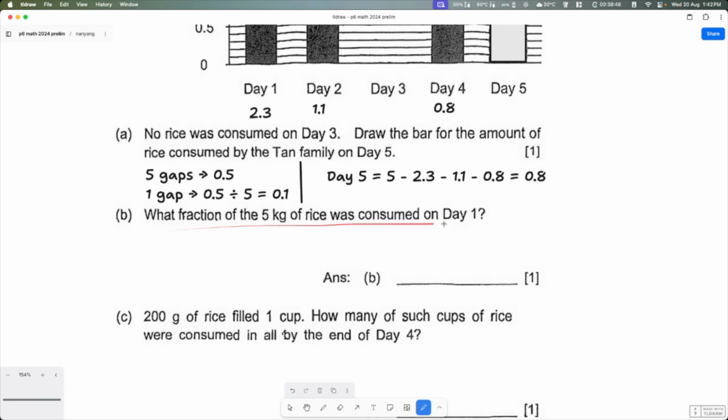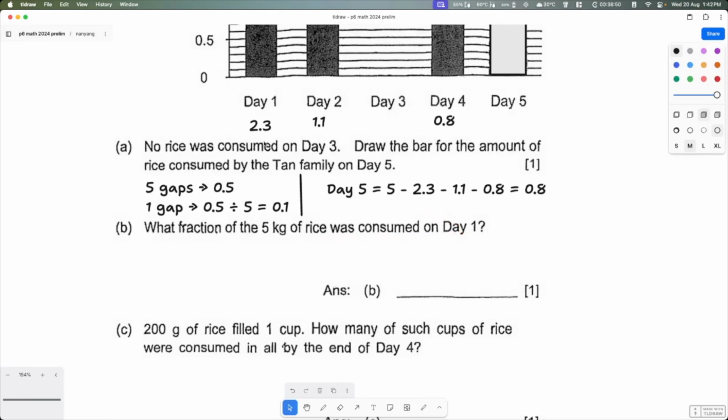What fraction of 5 kg of rice was consumed on day 1? Day 1 we know is 2.3, so the fraction is 2.3 out of 5. Let me put it as a proper fraction: day 1 is equal to 2.3 divided by 5. How do you make a decimal into a fraction? The simplest way is to multiply this by 10.